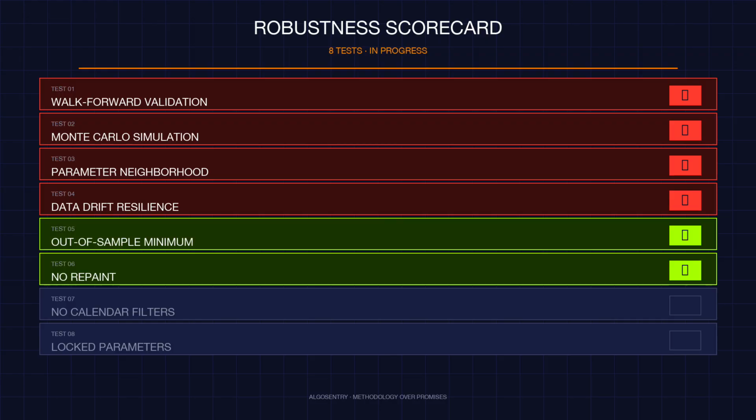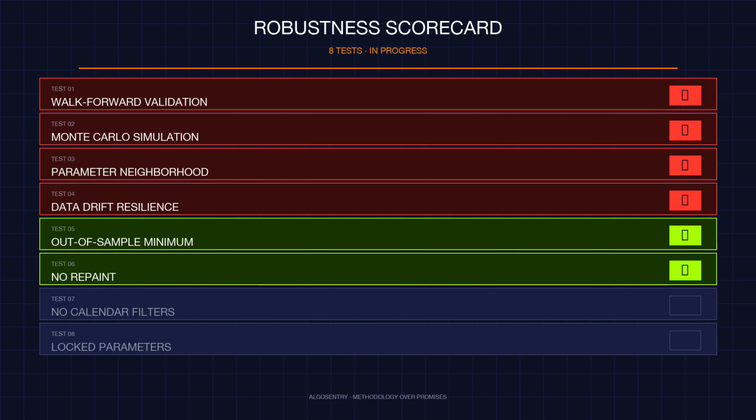Test 5. Out-of-sample minimum trades. Across the out-of-sample windows, total trade count was 1,112. Pass. Above the 500 minimum. Test 6. No repaint. RSI is a bar close indicator. Pass.